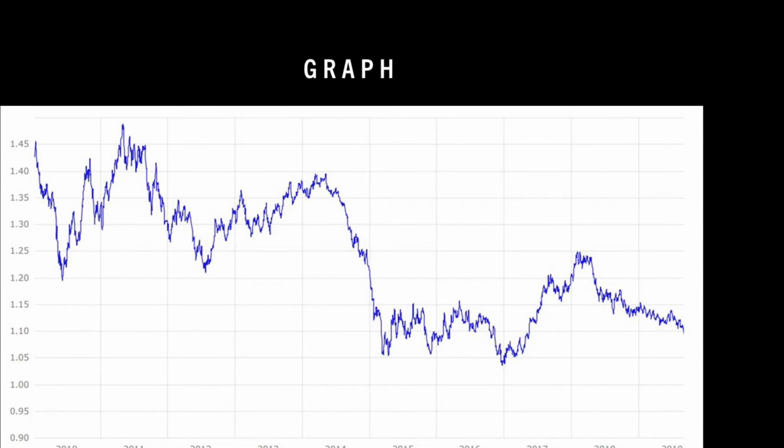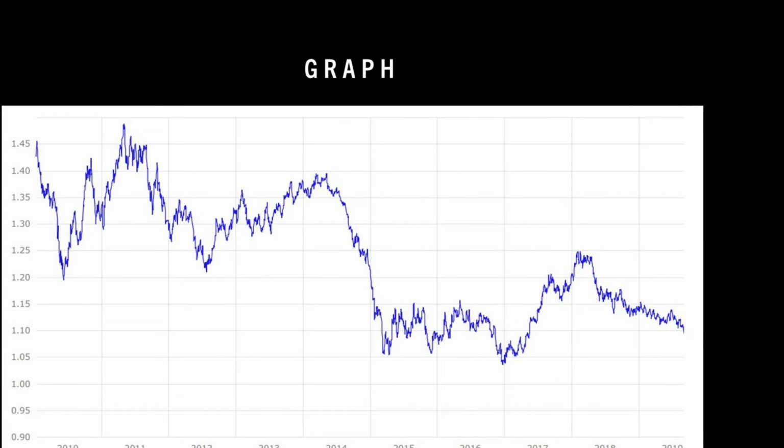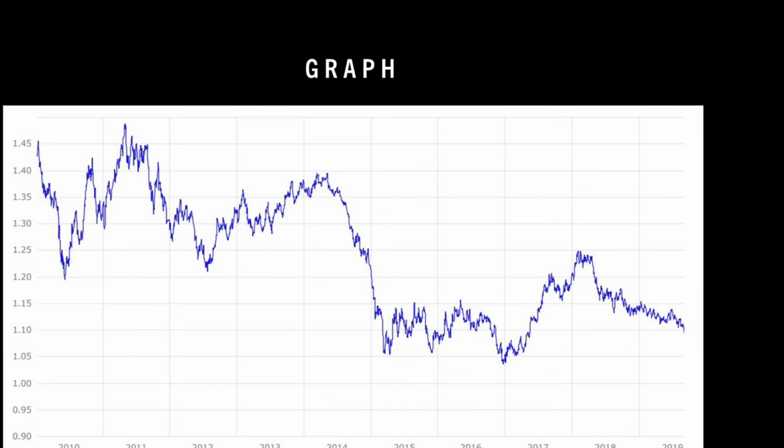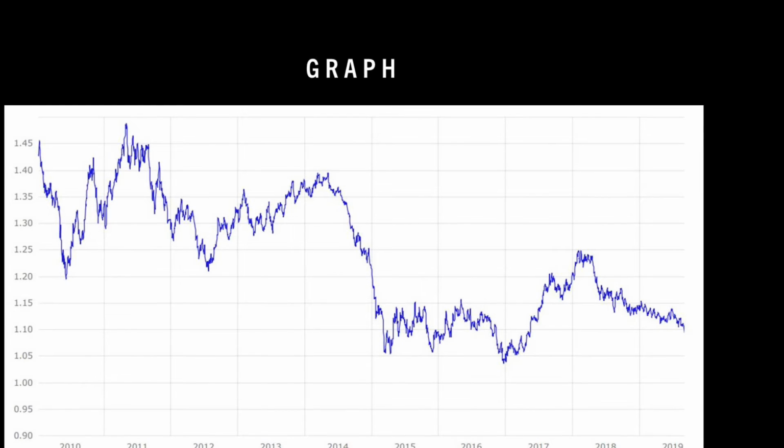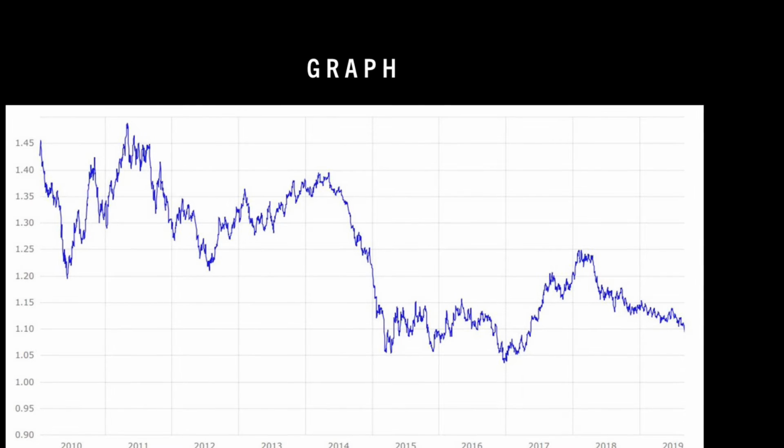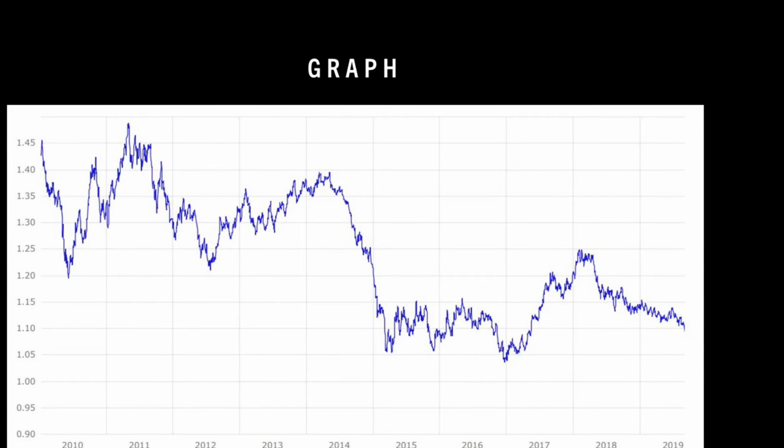Here we have a graph which was published by the European Central Bank that represents the euro to US dollar exchange rate between the years 2010 and 2019. It begins at 2010 with an exchange rate of 1.3, which after a small decline starts growing dramatically until it reaches 1.4 in May 2014. Then it abruptly drops to 1.05 in March 2015.